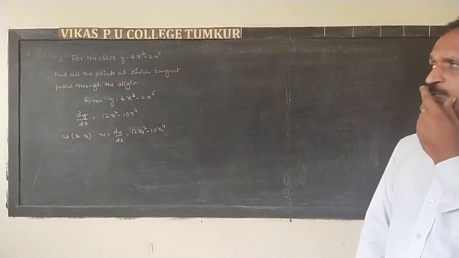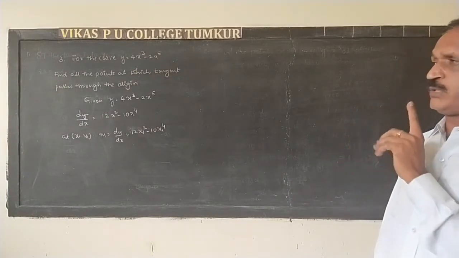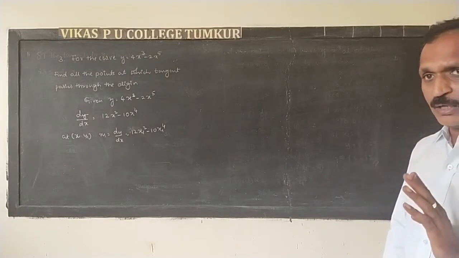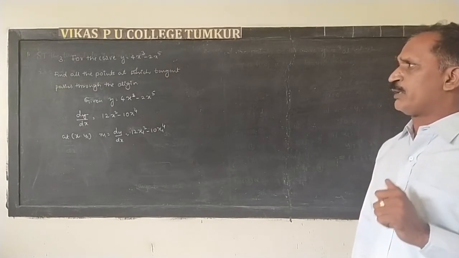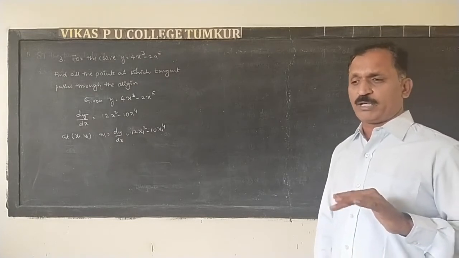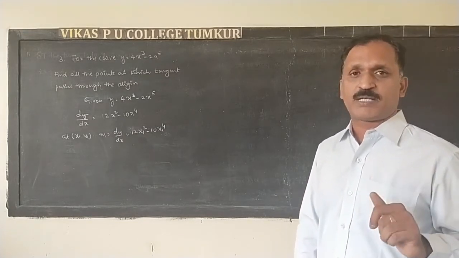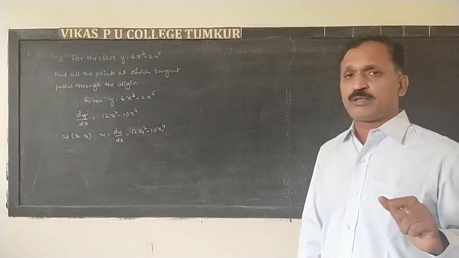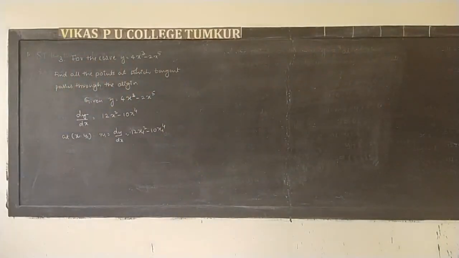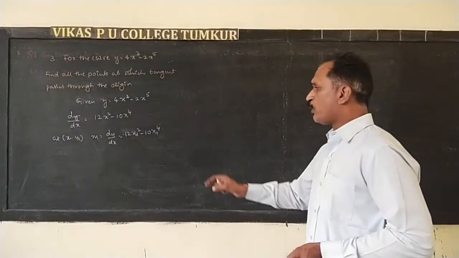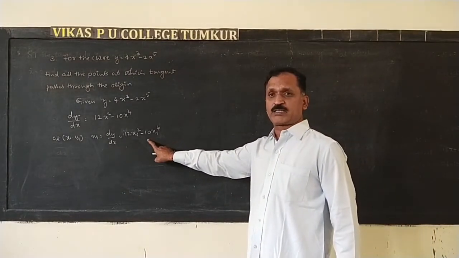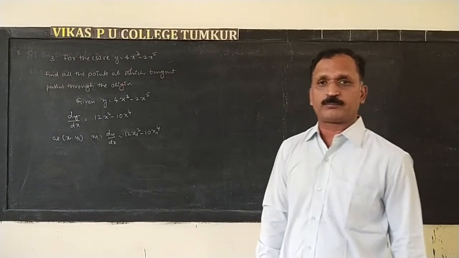What are the conditions? The tangent passes through the origin. I will use that condition to find the values of x1, y1. I want to find all the points which will satisfy such that the tangent will pass through the origin. Okay? So the slope of the tangent is 12x1 square minus 10x1 to the power of 4.